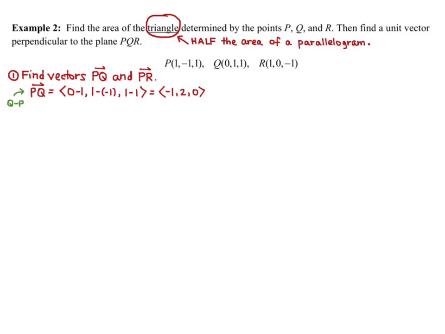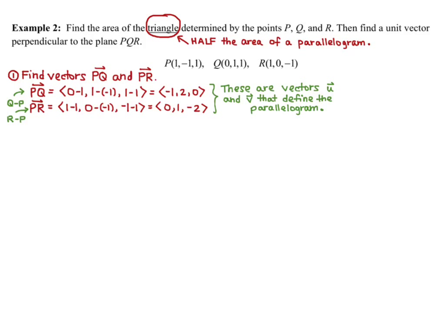PQ, what I'm going to do is basically Q minus P, component-wise. So I'll get 0 minus 1, 1 minus negative 1, and 1 minus 1. So I get the vector negative 1, 2, 0. PR is basically R minus P. So I get 1 minus 1, 0 minus negative 1, negative 1 minus 1. So I get the vector 0, 1, negative 2. These are the vectors u and v that define our parallelogram, or in this case our triangle.